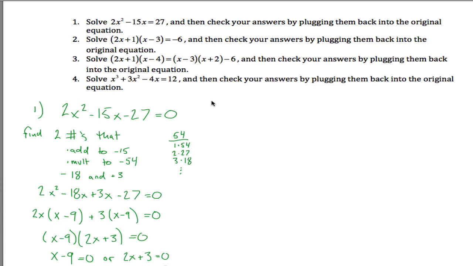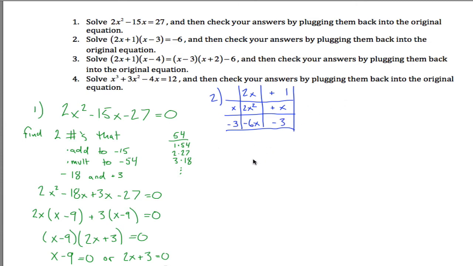Number 2, solve this mess. Okay, we can't solve this mess because it's not equal to 0. So our trick will be to FOIL these 2 out, to multiply 2x plus 1 and x minus 3. Use this box method we got here. 2x times x is 2x squared. X times 1 is 1x. Negative 3 times 2x is negative 6x, and negative 3 times 1 is negative 3.